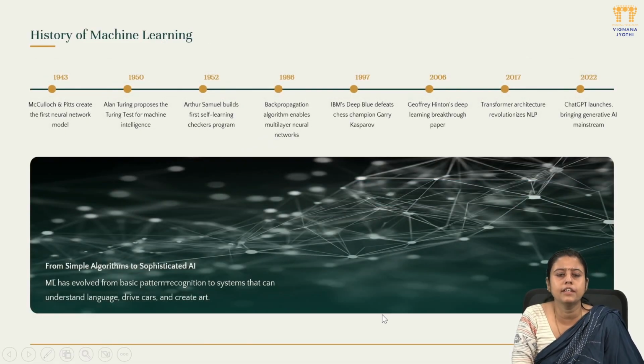Now, how was machine learning generated? In 1943, the first neural network was created.